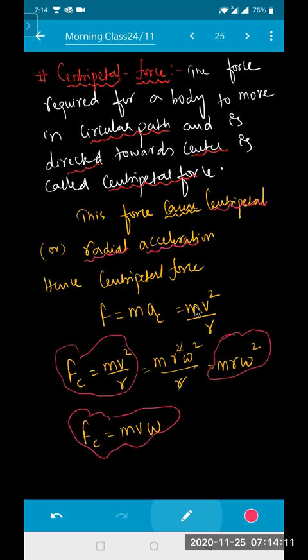So in the place of this, V square by R. So FC is equal to M V square by R, where V is equal to R omega. So in the place of V, I have written R into omega, so R square omega square divided by R. So here one R cancels, giving MR into omega square. This can also be written as M into R omega into omega, and R omega is nothing but V. So it is MV into omega, part of the relation. Is it clear?